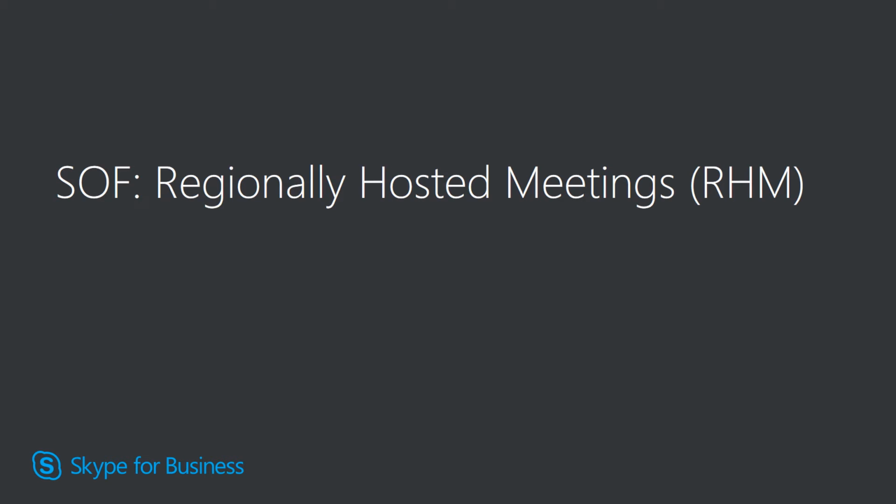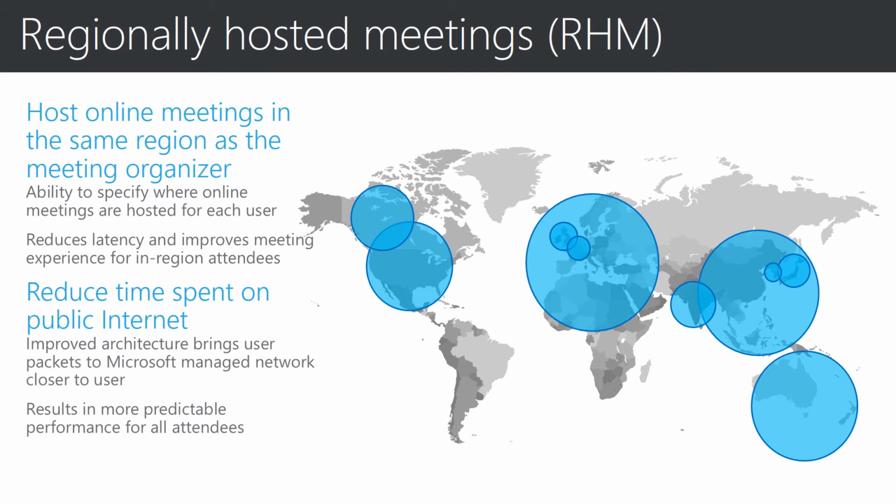Let's talk about updates on regionally hosted meetings, or RHM. Let's get a level set of understanding about RHM. By allowing users in the same tenant to be spread across multiple data centers in multiple regions, RHM allows meetings to be hosted in the same region as the meeting organizer. By being closer to the users, meeting experience will be improved as network latency is reduced.